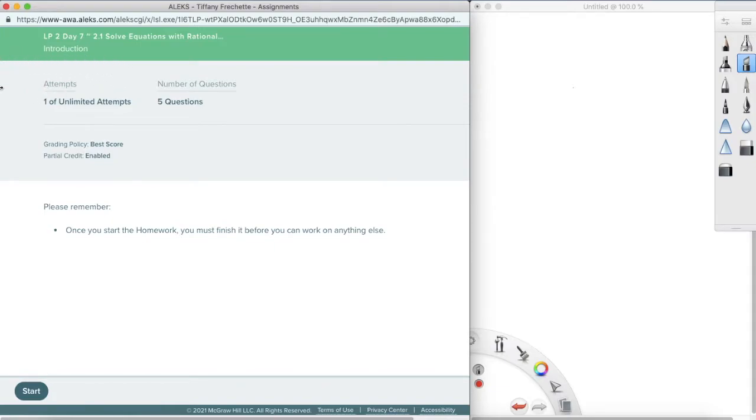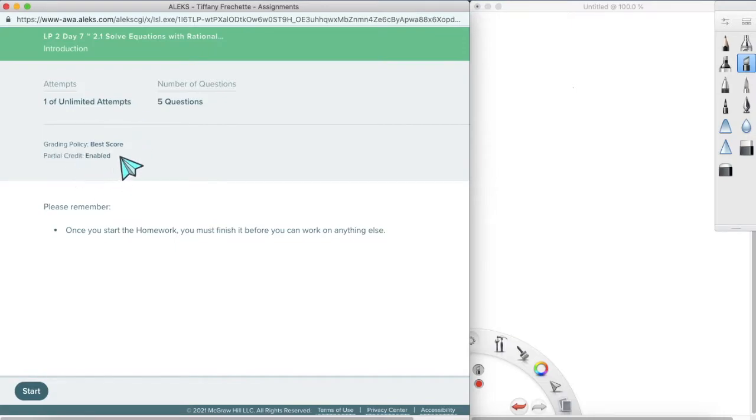As always, this is just some basic information for the homework page that it starts off with. You'll have a due date on the front here. It doesn't show me that because this is the teacher preview, so I don't have a due date on mine, but you will on yours. You always have unlimited retakes, so you can come in here and try this as many times as you would like. This particular question only has 5 questions on it. The grading policy is always set at best score, so whichever one of your attempts is your best score is the one you get to keep.